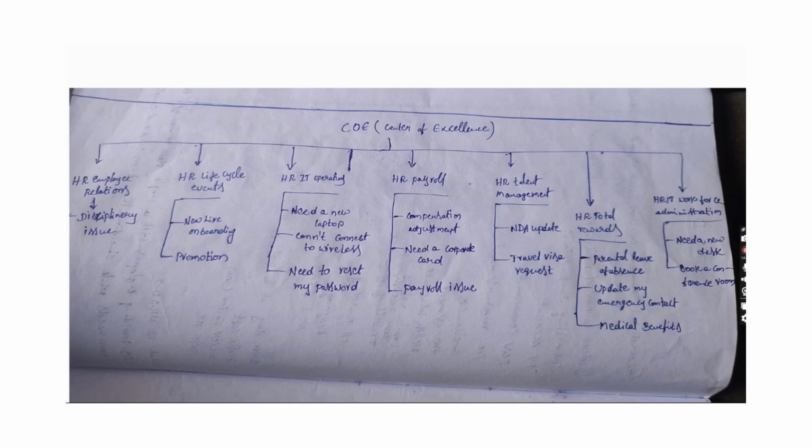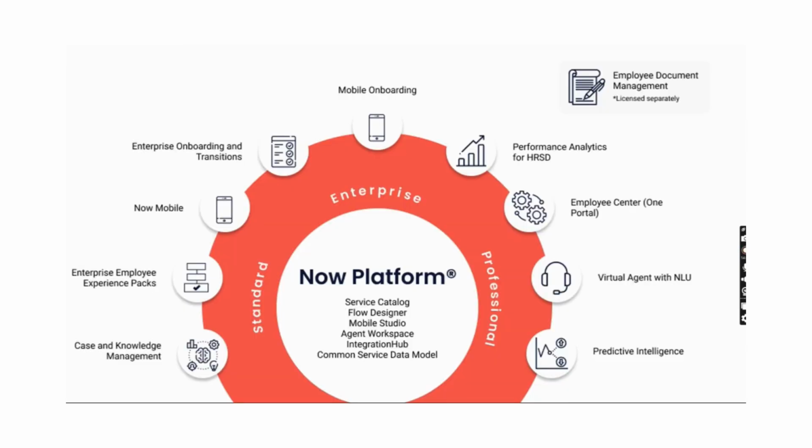And now this is the life cycle of the case in our HRSD. That is draft, ready, work in progress, awaiting acceptance, close complete, close incomplete, cancelled and suspended. So those are the life cycle events. Now come to this place.